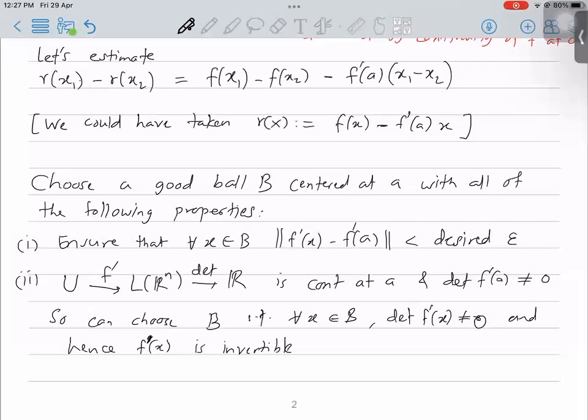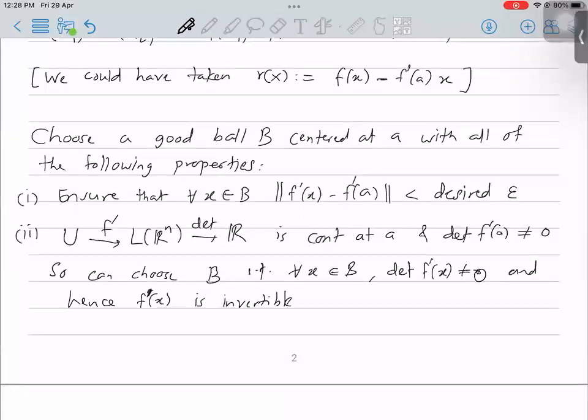Sir, actually, we can choose it in such a way that the sign is also the same throughout the ball, right? Yes, we can. But in fact, this will be forced, by the intermediate value property and continuity.